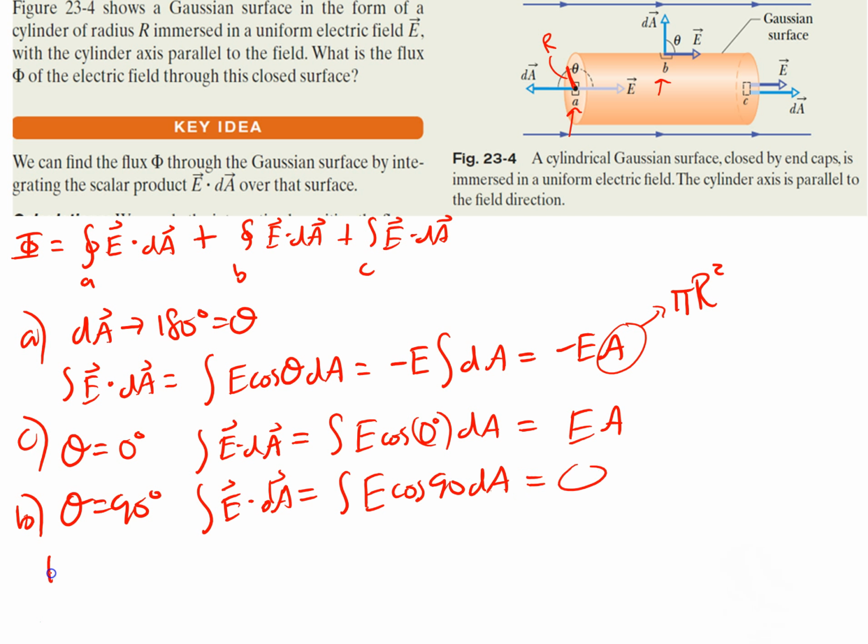So now then our total flux is going to be all these added together. So our negative EA plus 0 plus our positive EA, and that is just going to all equal 0. So it's 0 because all the field lines pass through the Gaussian surface. They go in one side and they come out somewhere else. So we would expect the overall flux to be 0.